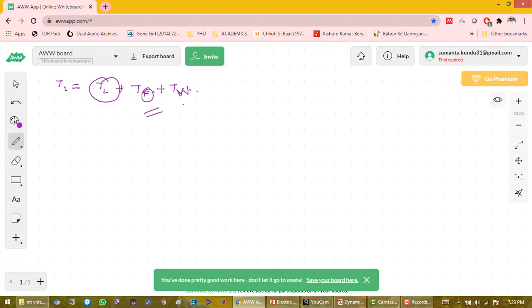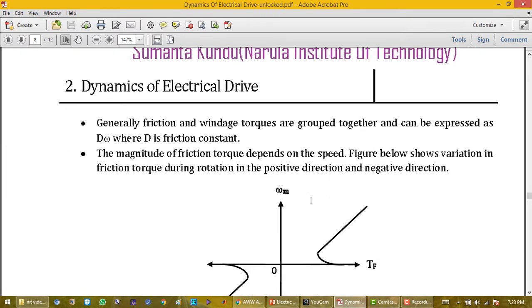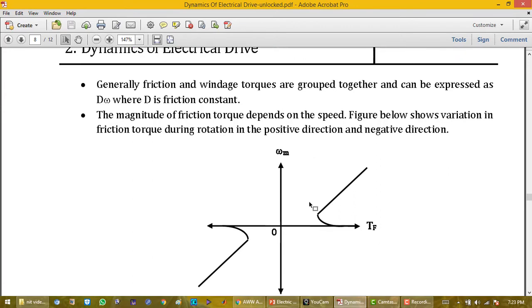Now generally friction and windage loss torque are grouped together. So this TF and TW are lumped together and can be expressed as d omega, where d is the frictional constant. The magnitude of friction torque depends on the speed. We know from basic physics of our 11-12 classes that the magnitude of friction depends on speed.